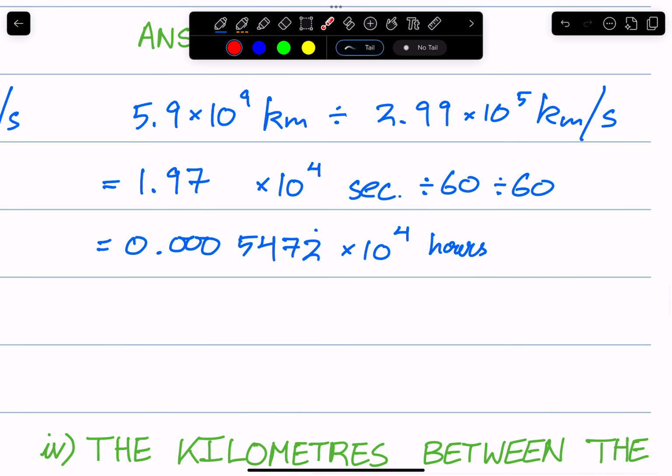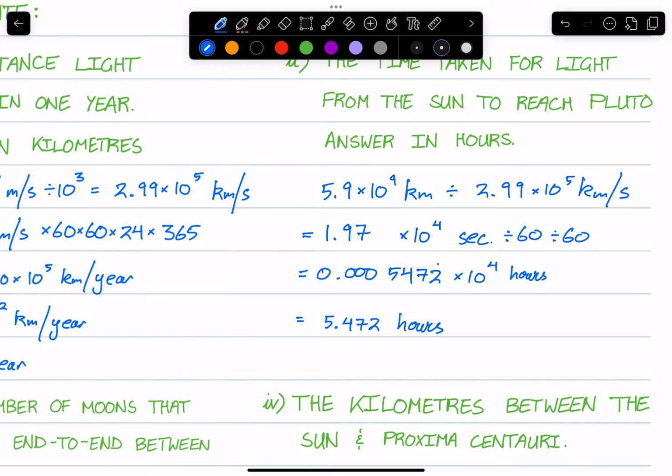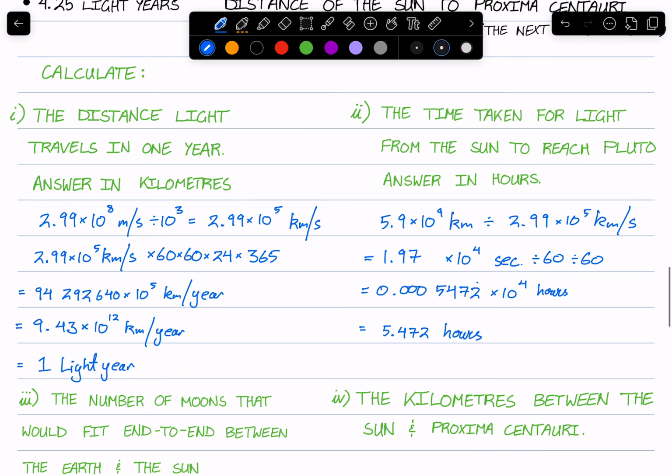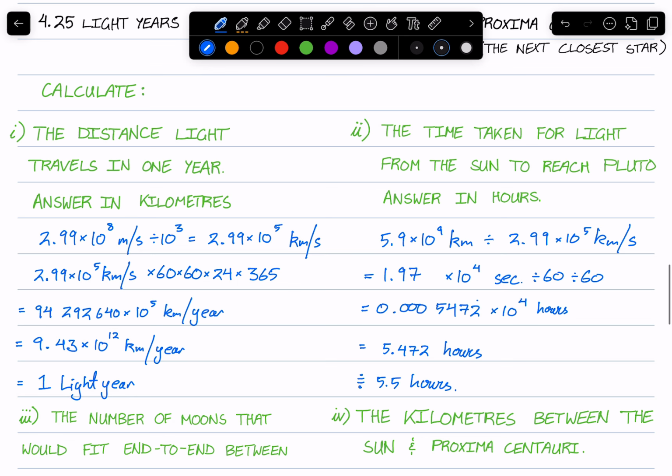But look, by applying this index law, since we're going to multiply it, we're going to move this decimal place 4 spaces to the right. So 1, 2, 3, 4. This gets us 5.472 hours. So light from the sun to Pluto takes about 5.472 hours, or approximately 5.5 hours. So there we have it.